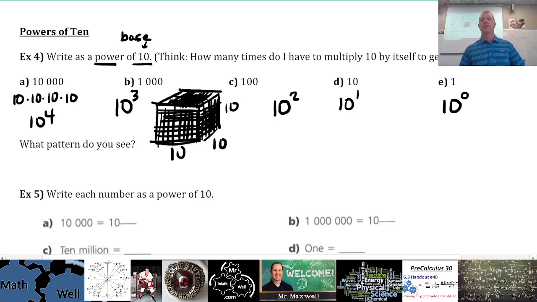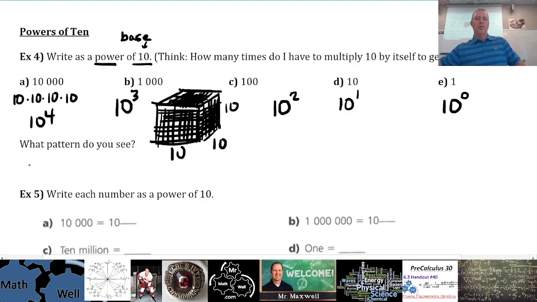Very good, yes. Does anybody else see a slightly different pattern or even a different way of putting that same thing? If you count the number of zeros behind the 1, that's the exponent. Excellent. So both of those put together is absolutely correct. I like that a lot. So notice that 1 has 0 zeros, so that's 10 to the power of 0. 10 has 1 zero behind the 1, so that's 10 to the power of 1. 100 has 2 zeros, 10 to the power of 2. 1,000 has 3, 10,000 has 4.